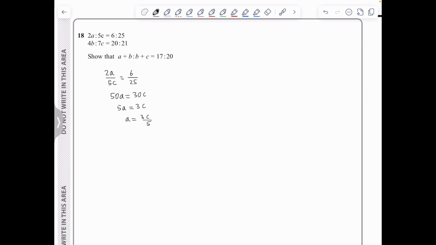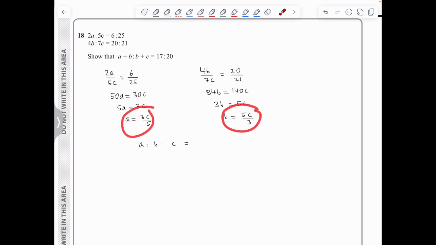And we also have that 4b over 7c is equal to 20 over 21. I will cross multiply again to get 84b is 140c. If I divide both sides by 28, I get 3b is equal to 5c, and therefore b is 5c over 3. Now let's consider the ratio of a to b to c, which I can express entirely in terms of c because I've got a in terms of c and b in terms of c.